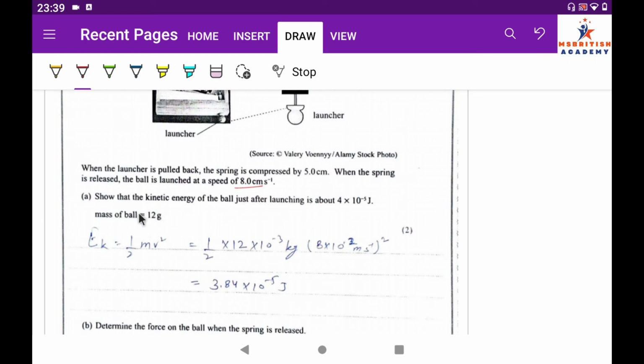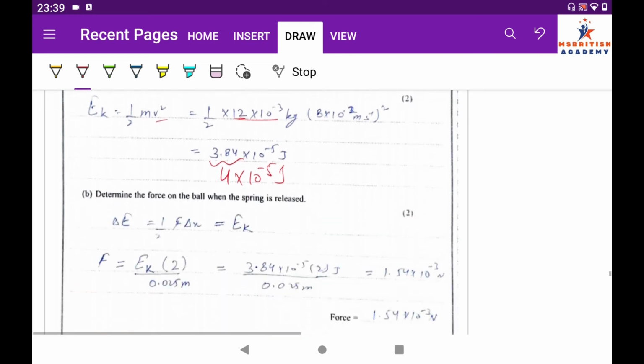So what is the formula of kinetic energy? That is half mv square. Half, and mass should be in kg, so we will multiply by 10 raised to minus 3, and velocity should be in meter per second, so again we will multiply by 10 raised to minus 2. After calculating all these, we get kinetic energy as 3.84 into 10 raised to minus 5, which is nearly 4 into 10 raised to minus 5 joules.